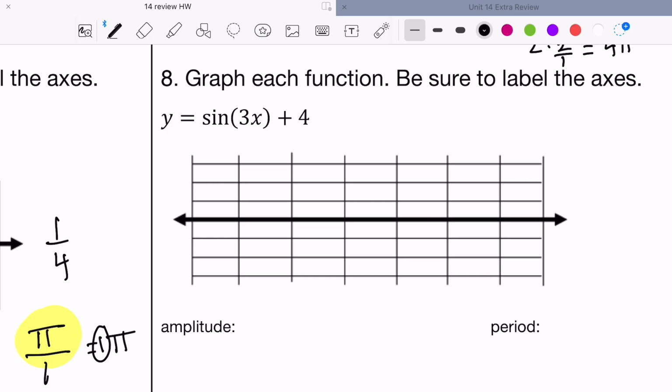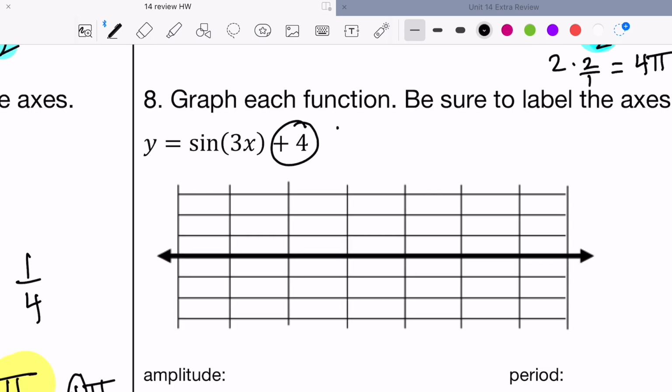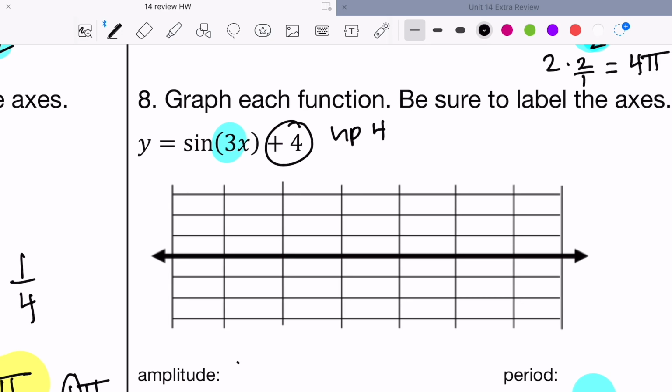Okay, for this one, we have an up 4. And then we also have that 3, which is going to come into play with the period. So amplitude, absolute value of 1, because here is where the 1 is. And that's always the amplitude. Just to be clear, the midline is y equals 4. It's not asking you that, but this is a sine graph, so it's 2 pi divided by 3.